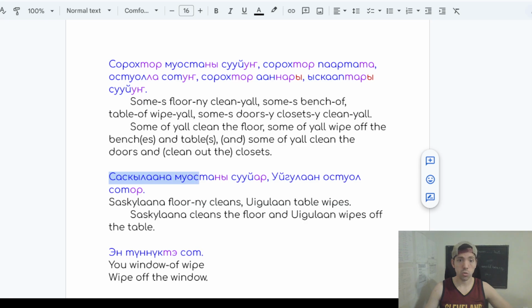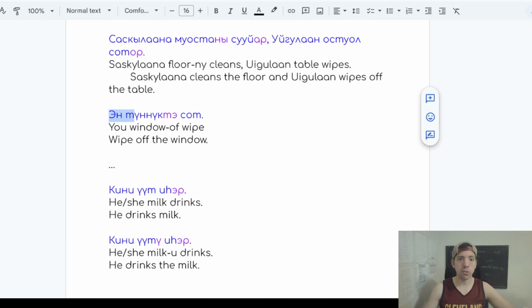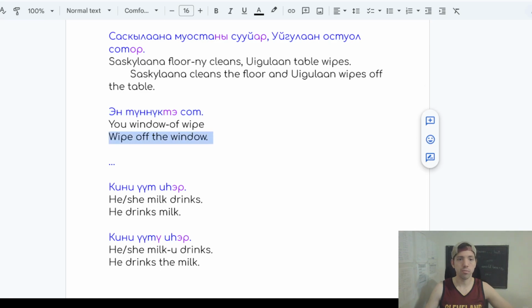Saskalana cleans the floor and Wimulan wipes off the table. And tunikte sot. Wipe off the window.